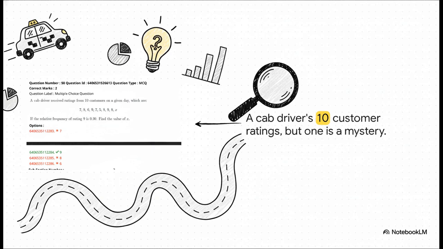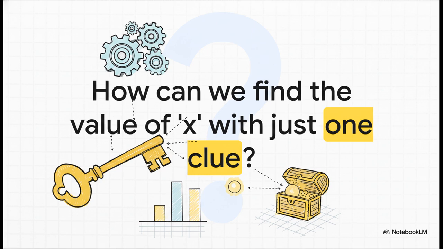A cab driver gets 10 ratings from customers, and we can see almost all of them, a 7, an 8, a 6, a 9, and so on. But take a look at the very end. There's a missing value, an X. That X is the mystery we need to solve. So how in the world do we figure this out?